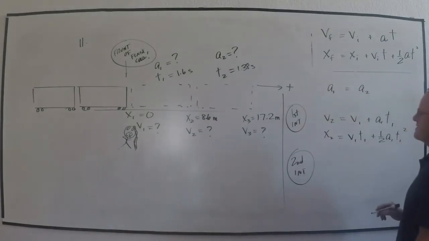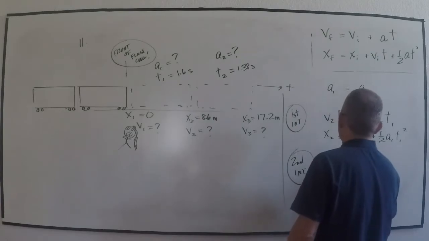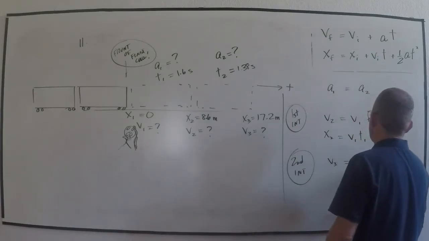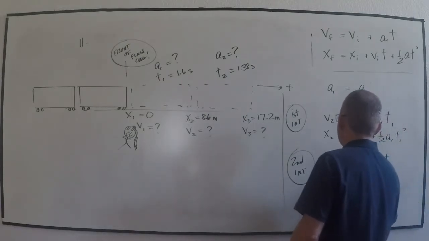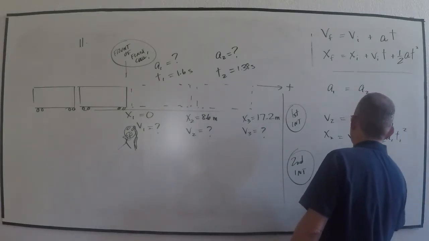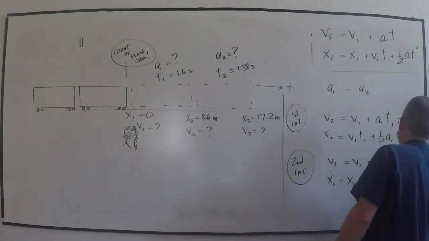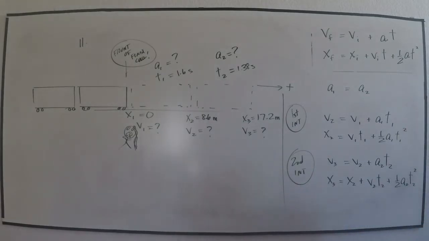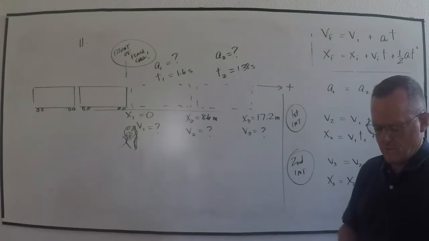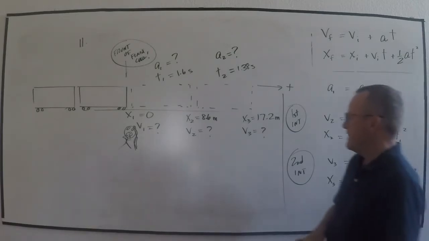What about for the second interval? We have V3 equals V2 plus A2 T2. And we have X3 equals X2 plus V2 T2 plus 1/2 A2 T2 squared. Okay. Whew. Now what do we do? Do not rush. Make a plan. I've warned you about this.